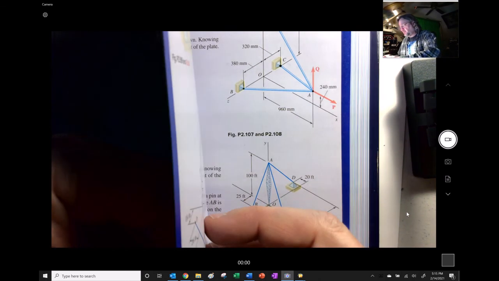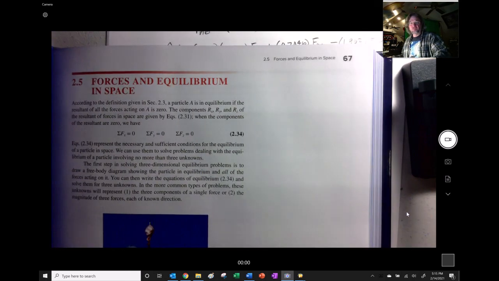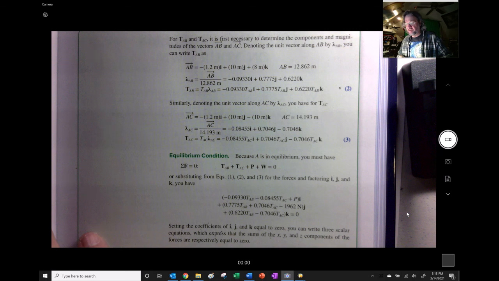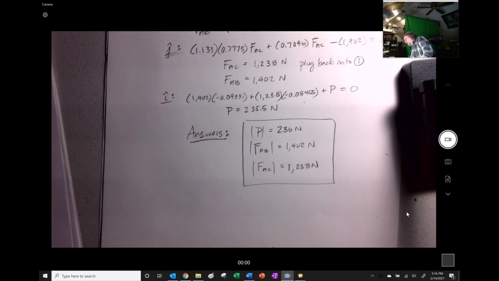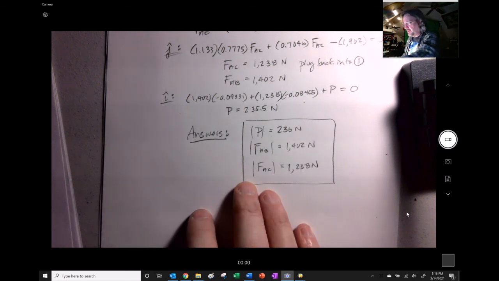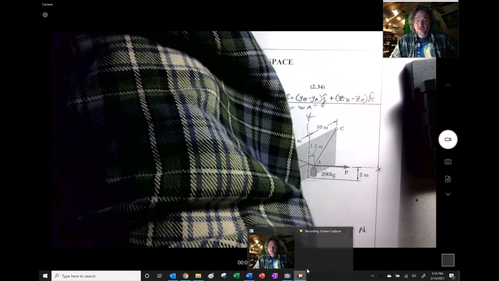I think that's the only sample problem in this section 2.5. I think I created another video for this, or I asked you guys to do one in class. We'll see what the next one is. Hopefully this video might help someone who is reading the book and having a hard time understanding how to approach that sample problem.